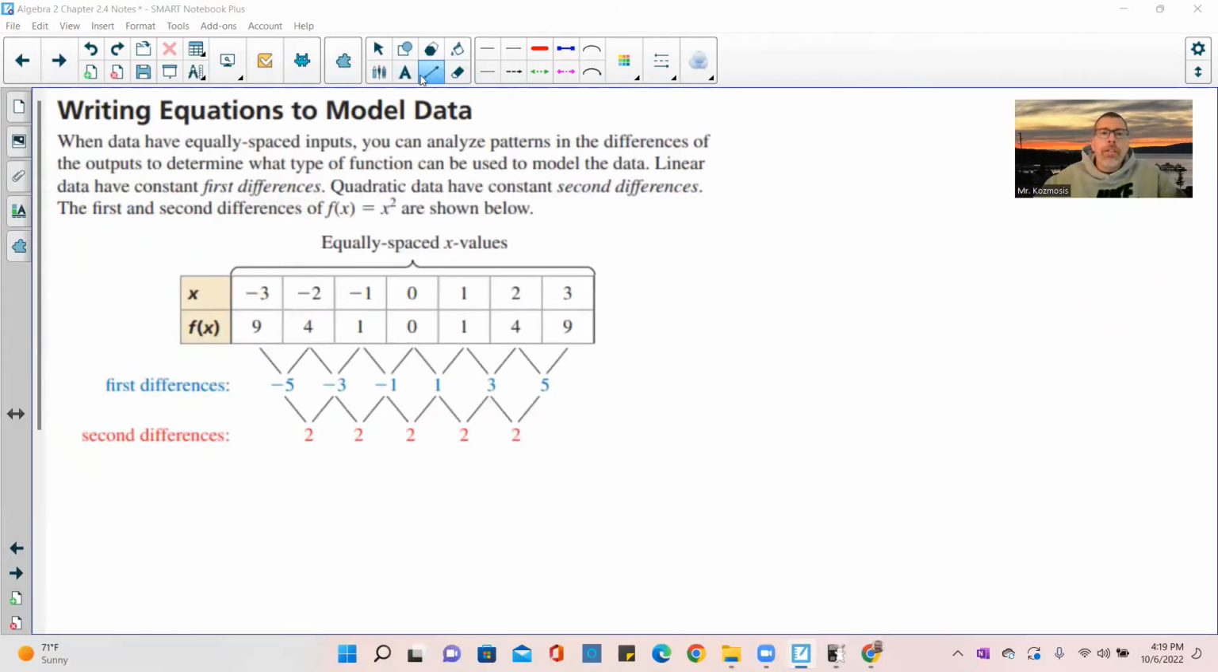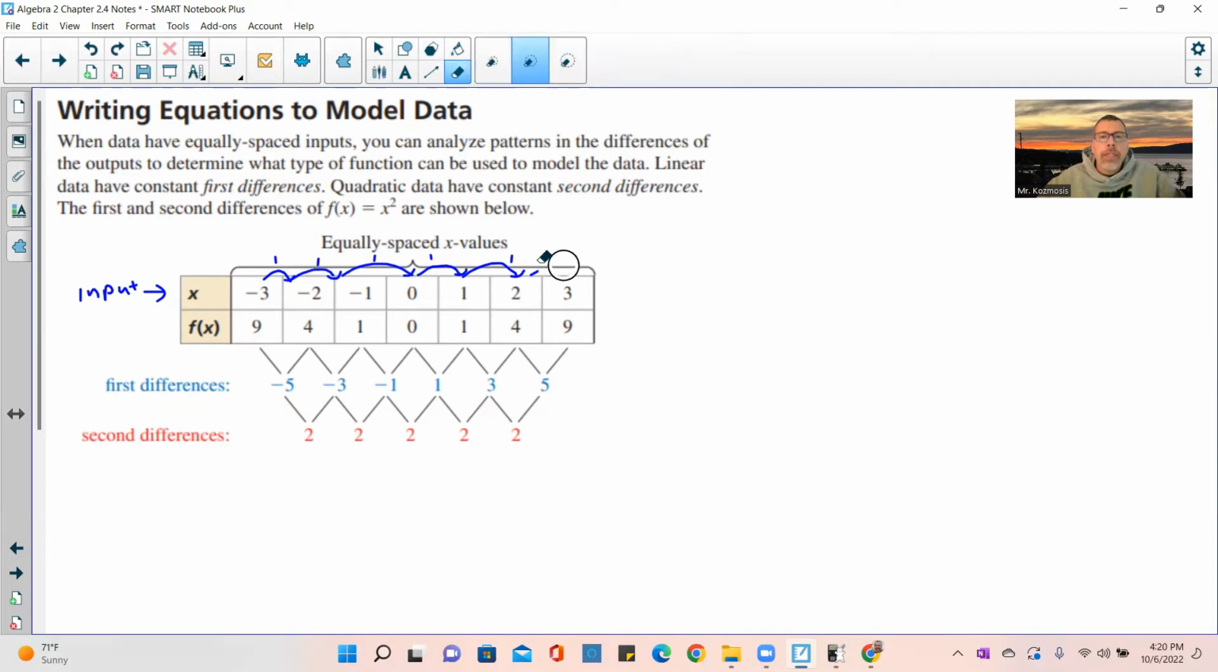Okay, writing equations to model data. When data have equally spaced inputs, you can analyze patterns in the differences of the outputs to determine what type of function can be used to model the data. Okay, so let's look at what they just said. When data have equally spaced inputs, the input is X, equally spaced. Well, this is plus 1, plus 1, plus 1, plus 1, plus 1, and plus 1. Okay, those are equally spaced X's. Let's get that out of the way.